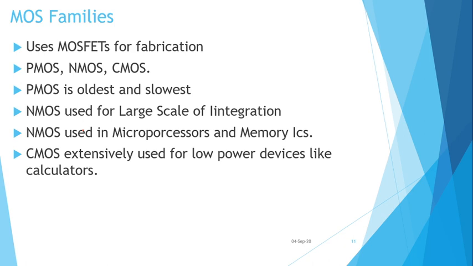CMOS is extensively used for low power devices like calculators. Now, as I said, CMOS is low power. It is used for calculators. Calculators have a very small battery. They are battery operated, and a very small size of battery is used there. And that battery should last for a long time. But internally, this CMOS technology is used so that it automatically consumes very less power, and that is why that cell can go for a long time, right?